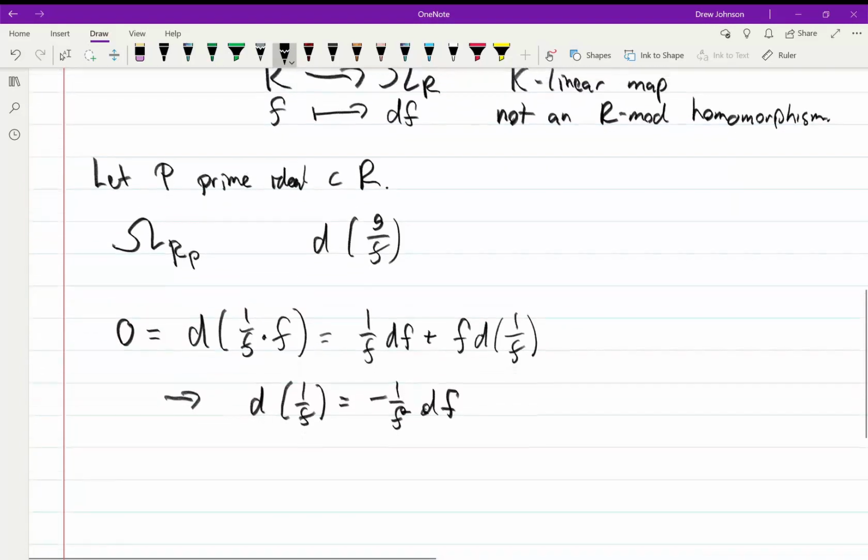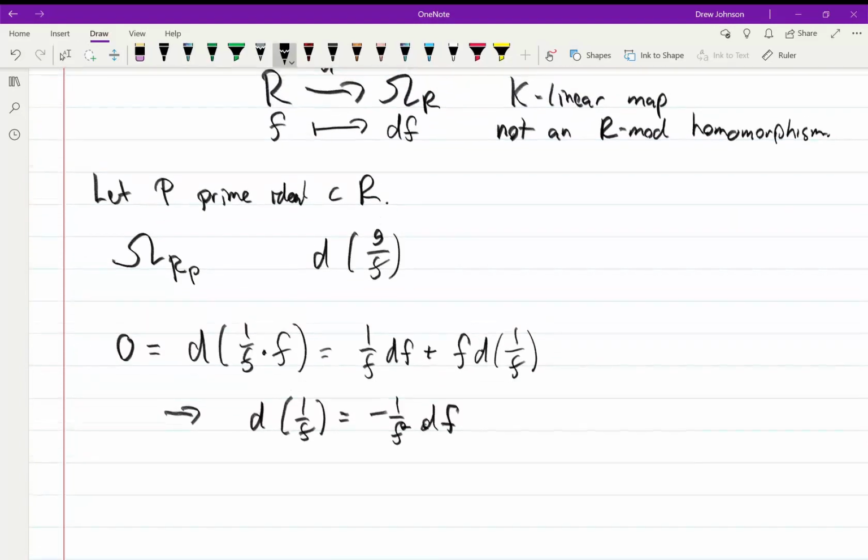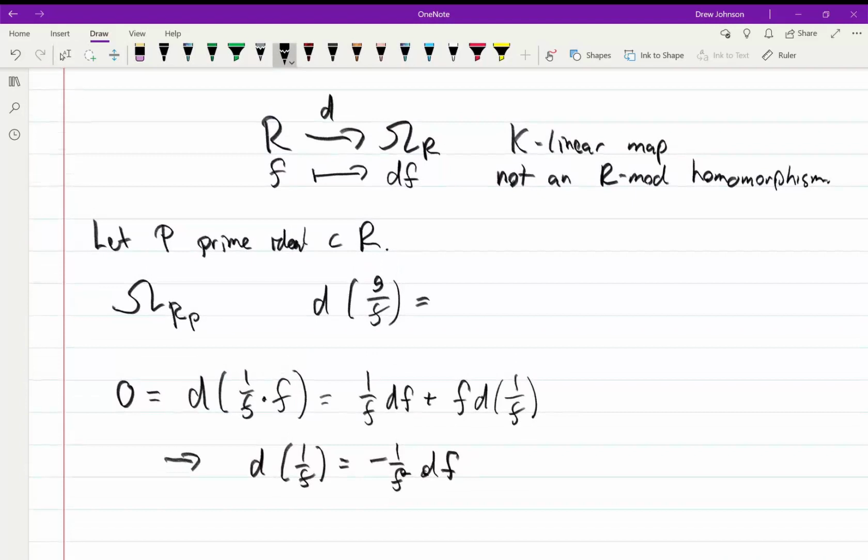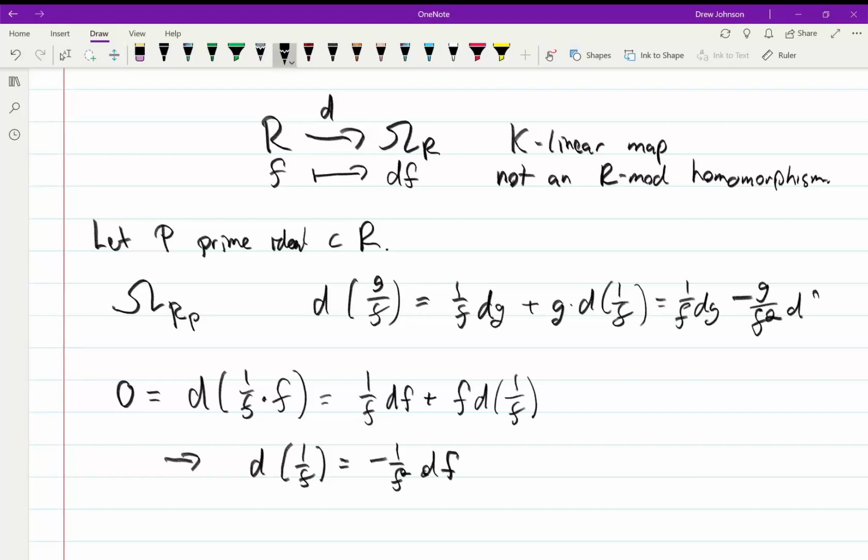All right, and so now we basically have what we need here to do this. This is, of course, just 1 over f dg, again by the product rule, plus g times d of 1 over f. But we know what d of 1 over f is: minus 1 over f squared df.